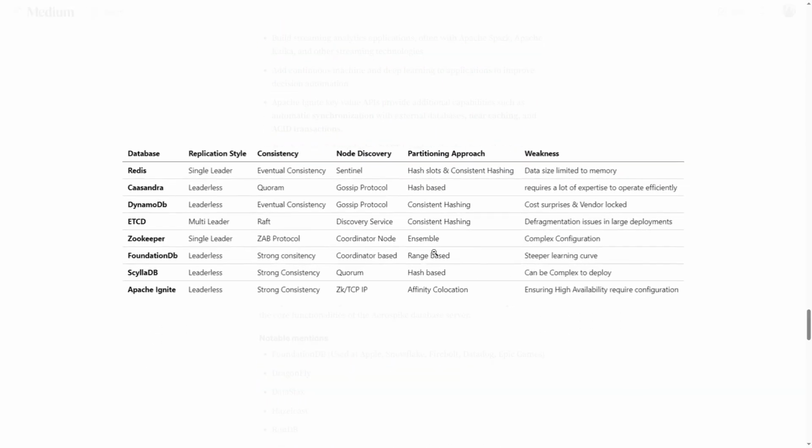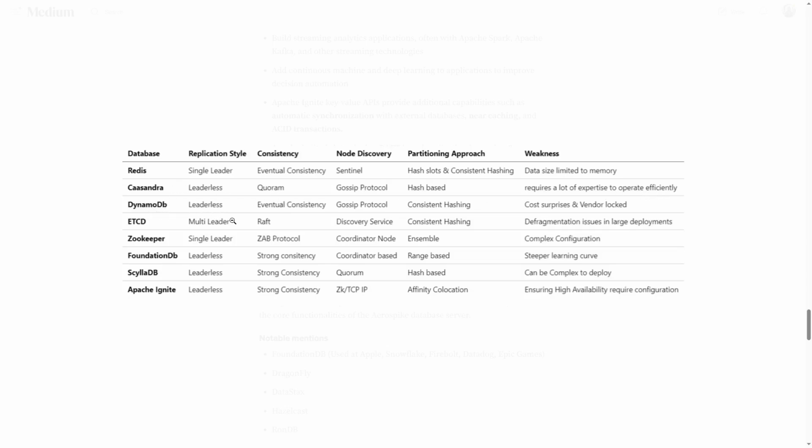From a summary point of view, there are certain things which each of the databases brings and what are their weaknesses. For example, Redis is a single leader. It is eventually consistent. Node discovery is done using Sentinel, and it has hash slots and consistent hashing to do the partitioning. It has a weakness that the data size is limited to the memory available. Cassandra is leaderless. It follows quorum consistency, so it becomes eventually consistent. It does the node discovery using gossip protocol, and the partitioning approach is hash based and requires a lot of expertise to operate. That is the weakness in case of Cassandra.